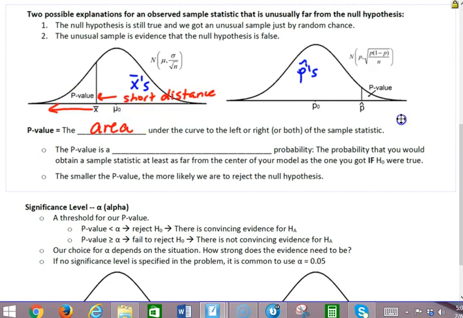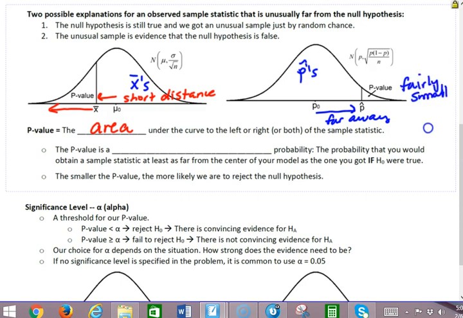Now here we have a fairly long distance. This is fairly far away from p, the null hypothesis value for the population proportion p. So p hat is fairly far away. The p-value is fairly small here.